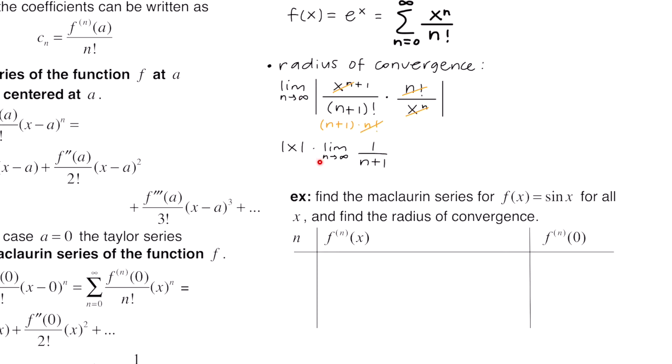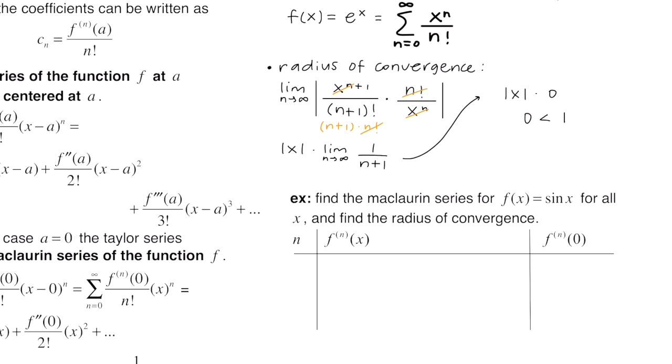And then this limit, as n gets larger and larger, this fraction is going to go to 0. So the absolute value of x times 0 is just 0, and 0 is always less than 1. That means that this series is convergent for all real numbers. Therefore, the radius of convergence is going to be infinity. So again, we get that r equals infinity.